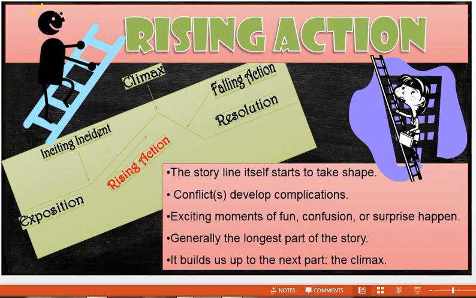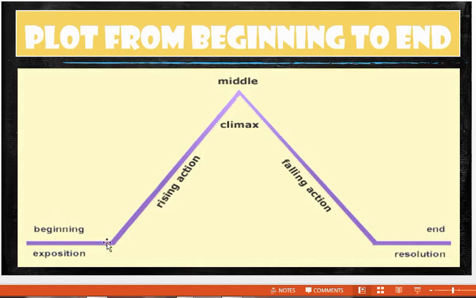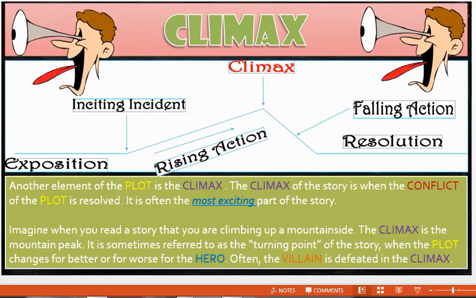Okay? And again, if we're going to look at our mountain here, we're going to trudge uphill. This is where the most action happens. It's really building, building, building. You're going to get characters doing crazy things perhaps, or twists in the plot that happen here, all leading to the climax. All right? So what's the climax?